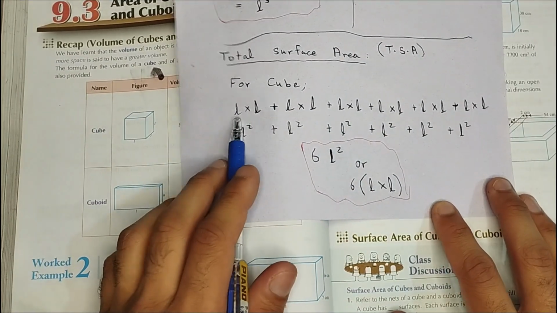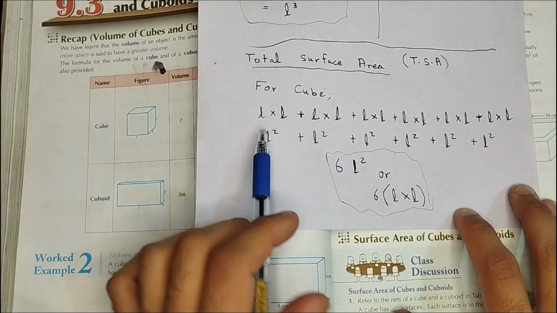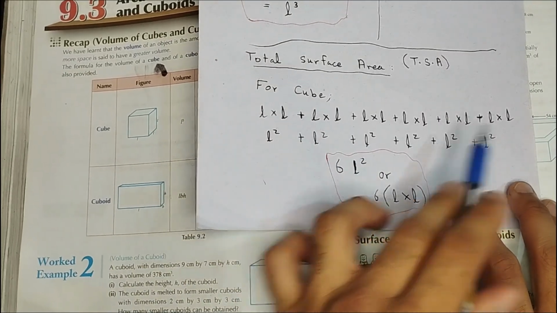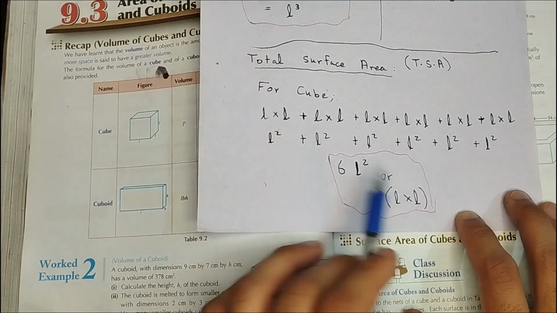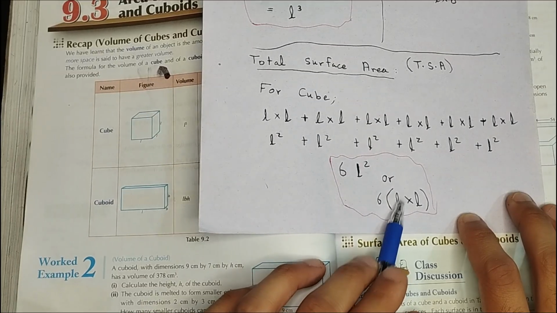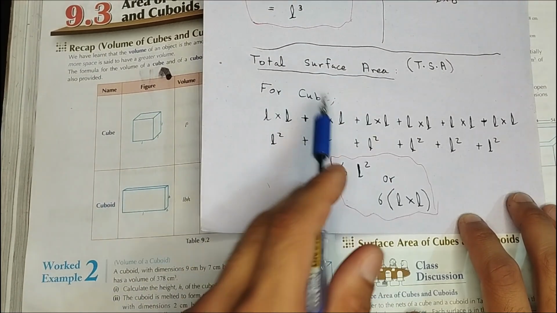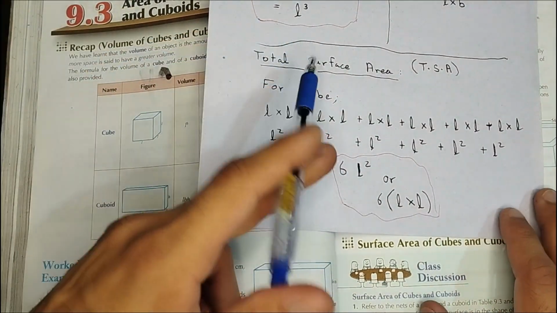So basically length multiplied by length is length square, right? You have how many? 1, 2, 3, 4, 5, 6 faces, so you have 6 areas, and when you add all of them together, you will have 6 multiplied by L square. You can write L square like this as well, and this will be the total surface area of a cube. You need to remember this formula, okay? We're going to use it over and over again in this chapter.